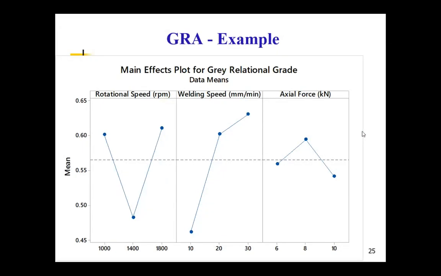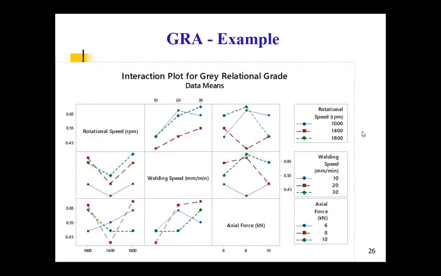From this main effects plot, the highest value will be the optimum condition. In the rotational speed, the speed of 1800 is maximum, so that will be the optimum condition. In the case of welding speed, 30 millimeter per minute is the optimum condition. For axial force, 8 kilonewton is the optimum. So here also we have to take the highest value as the ideal condition. Then we can draw the interaction plots also.